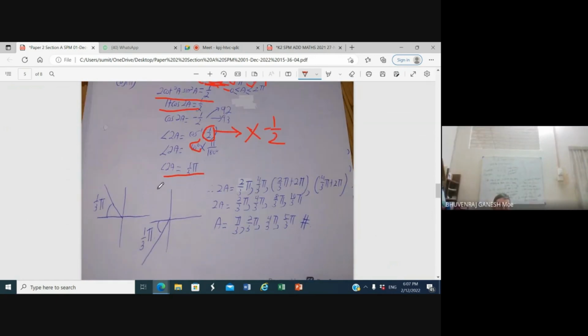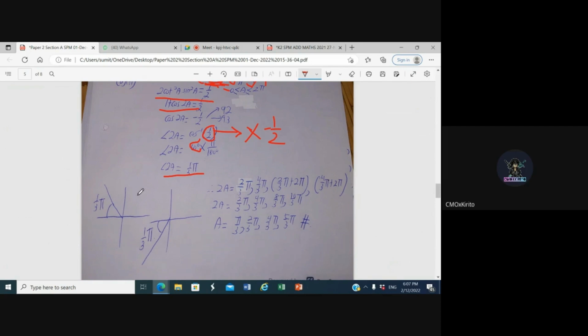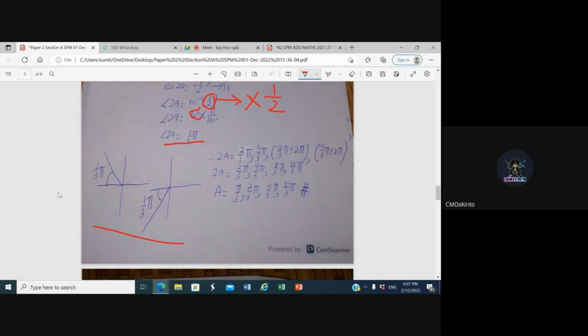Okay, continue. Now, what we have to do is find all the possible values of 2a. So now 2a can be 2/3 pi or 4/3 pi, and this is one cycle. Because it is 2a, it will circle around 2 times. So since it goes 2 times, you take the 2/3 pi and the 4/3 pi and you plus with 2 pi, which is technically 360. So that is the second round.